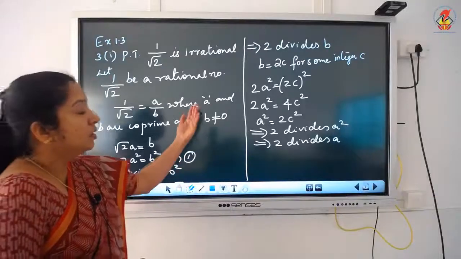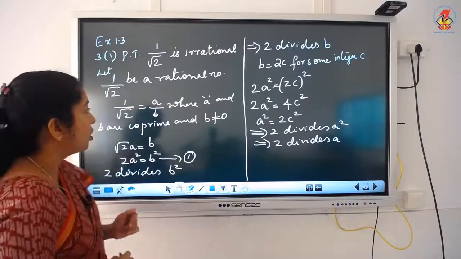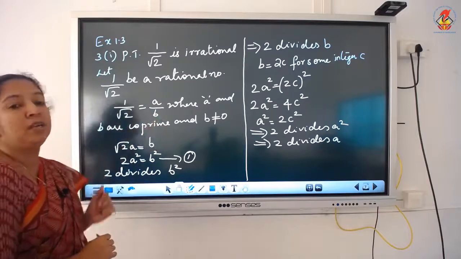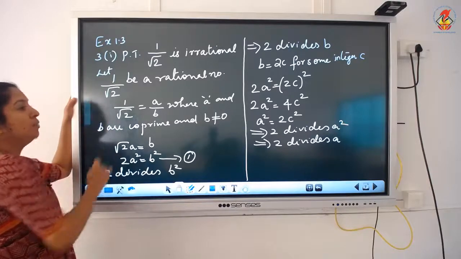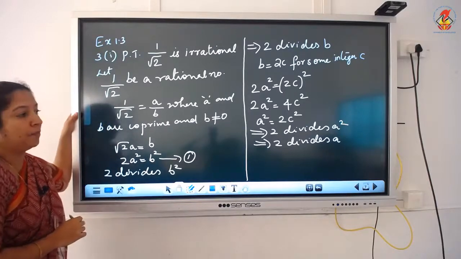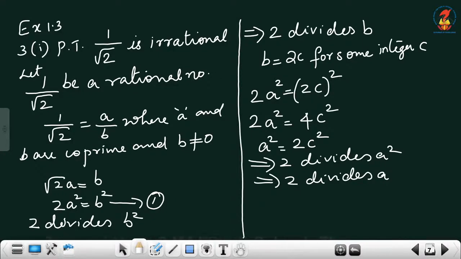So 2 is a common factor of both a and b. This is a contradiction to our assumption that a and b are co-prime. So our assumption is wrong. 1 by root 2 is irrational. The question is prove that 1 by root 2 is irrational.